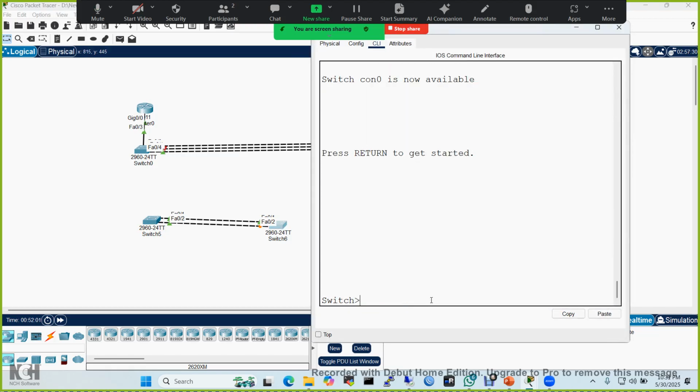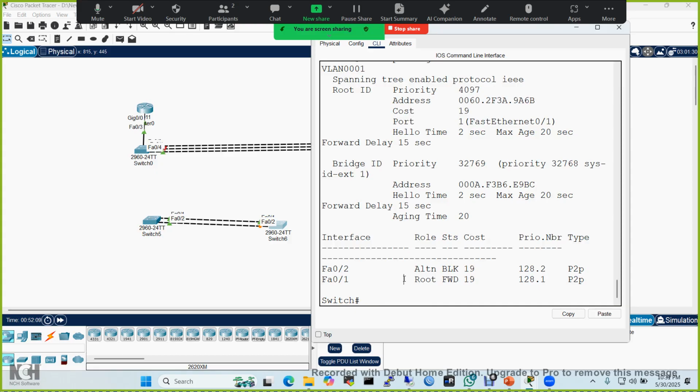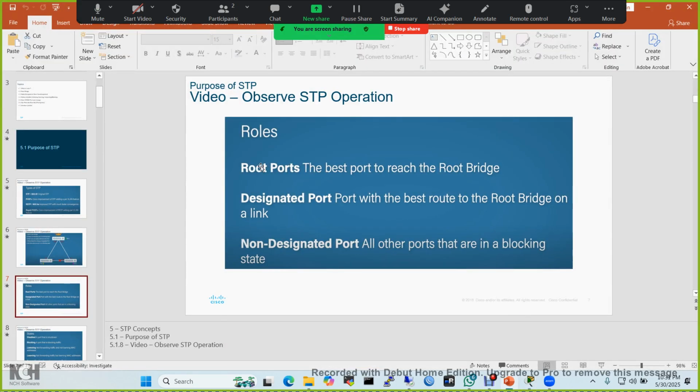Enable, show spanning tree. There is a root rule, isn't it? Yes. That means all the non-root switches have a root rule port, isn't it? Yes. We have covered two rules, isn't it? Now you read here the root ports.